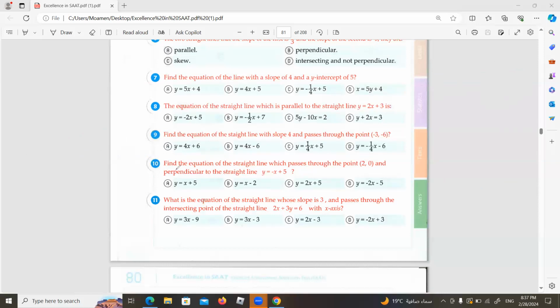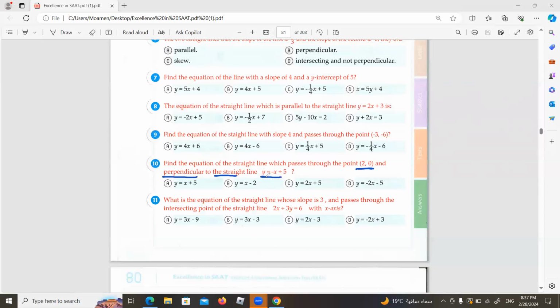We're going to number 10. Number 10, we have: find the equation of the straight line that passes through the point. He gave me the point and the perpendicular to the straight line. Okay, so he gave me the point and the slope. Mister, he didn't give me the slope. No, he gave you the slope, because he gave me the slope of the perpendicular line.